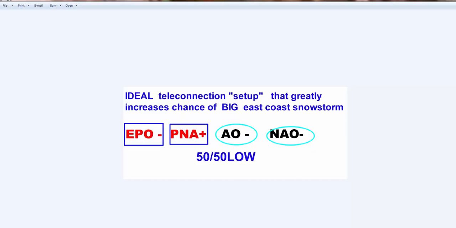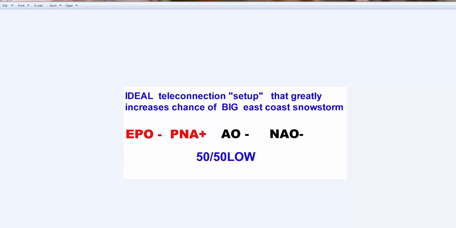And of course, finally, the one which is overlooked by everybody, which should not be, is the 50-50 low. Having a big low at the surface and at the upper air over southeastern Canada, Newfoundland, New Brunswick, Nova Scotia. That keeps low pressure systems over the Gulf of Mexico or Texas staying to the south, so everybody stays on the north side and you get your big snows. So those are the five things we want to see.